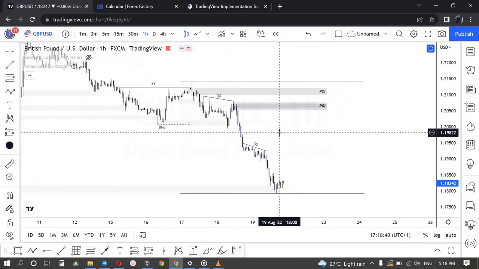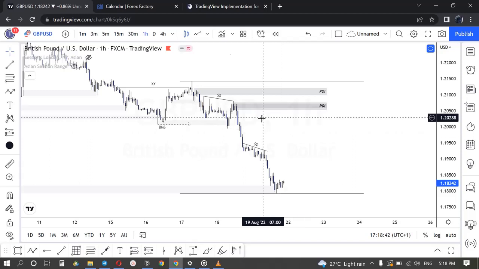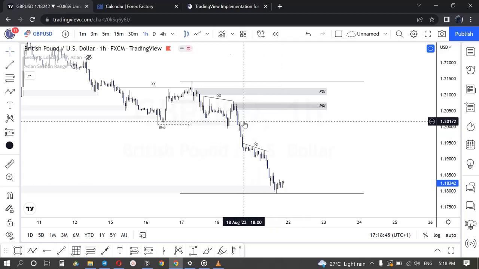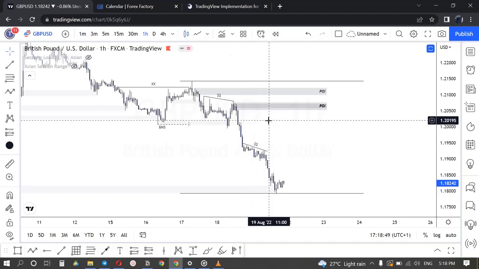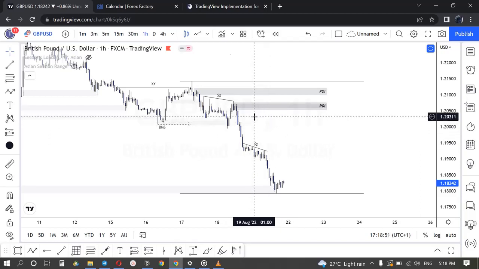So right from here, what's giving me more confidence is that you can see it bold and clear. You don't really need to force it, right? You can see that we had imbalances right here. Price will potentially come back and fill those imbalances before it starts selling down, right?